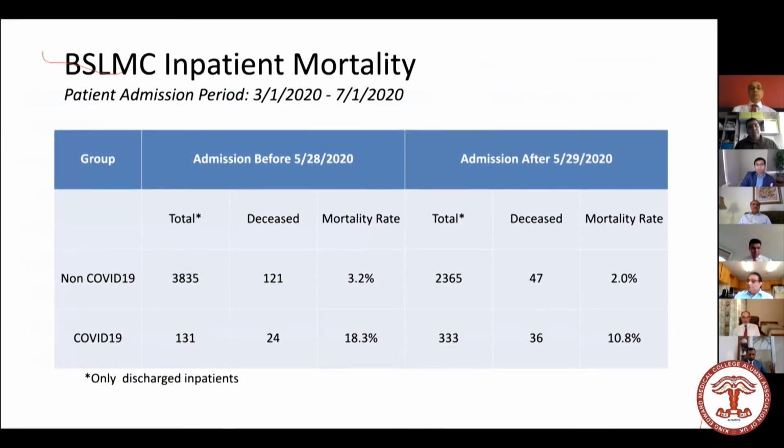This is our inpatient mortality. Non-COVID, it ranges between 2 to 3%. And 529 is where we have the surge, and COVID is about 10% recently, and vent mortality is about 39%.